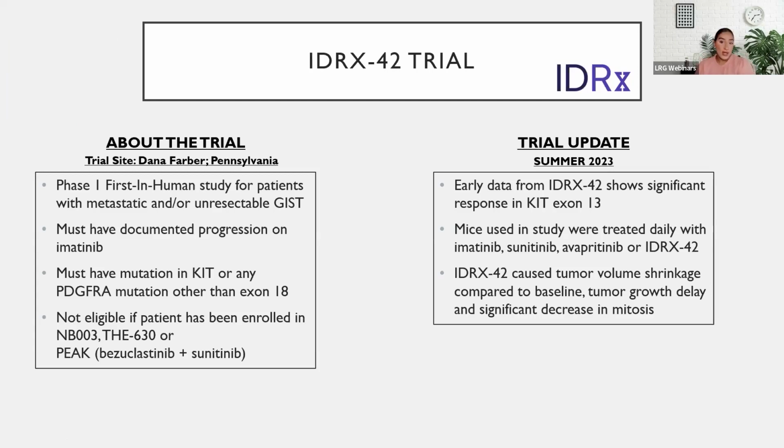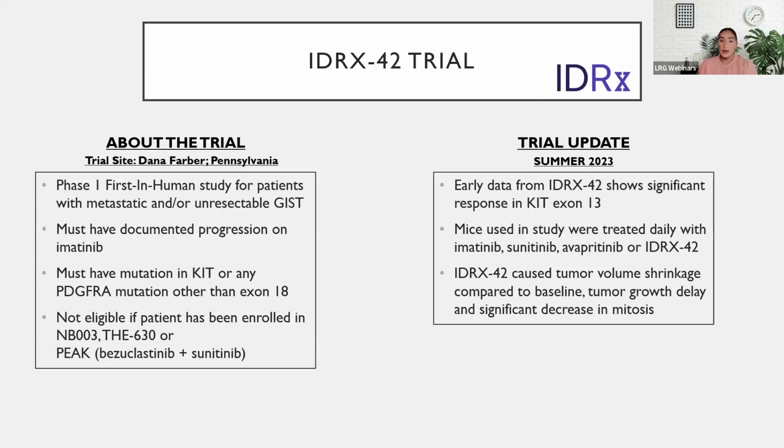IDRX is one of the newest trials for GIST patients. This trial is a phase 1 first-in-human study for patients with metastatic and or unresectable GIST. Eligible patients must have documented progression on imatinib, and the patient must have a mutation in the KIT or any PDGFR mutation other than exon 18. Patients are now eligible if they have previously been enrolled in the NB003, which is the Nube trial, the Theseus THE 630 trial, or the PEAK trial by Cogent.